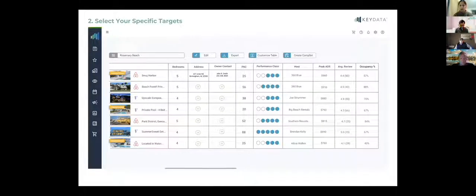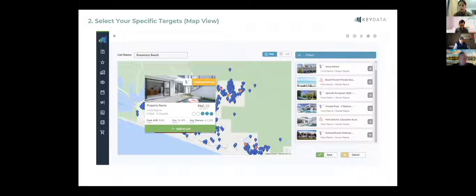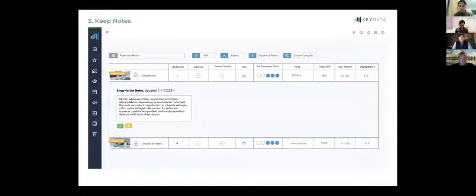Are their reviews really poor? Do they have a lot of cleaning problems? That's something that you may have as one of your arrows in your quiver that you can really highlight in the call or in the email or in the message that you send out. A map view, right? Same thing, just a different view of it. So our plan with this product is to just make it easier to know who to go after and to make it easier for you to go after them.